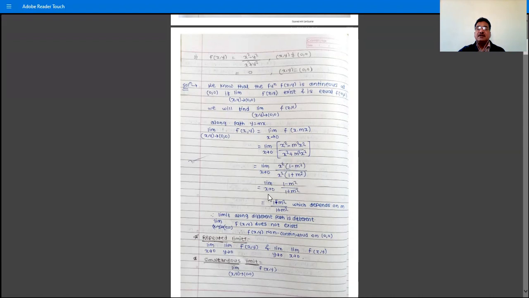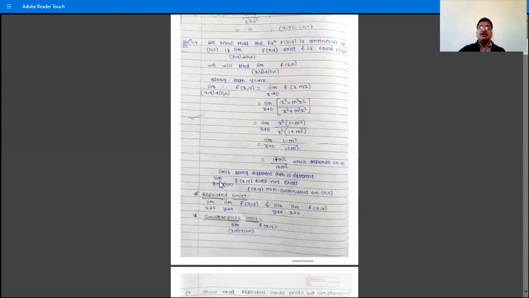We have this answer, and the limit as x tends to 0 of this quantity is itself, because it is constant with respect to the limit. So the numerator is 1 minus m square and the denominator is 1 plus m square, which depends on m. Therefore the limit along different paths is different, and therefore the limit as (x, y) tends to (0, 0) of f(x, y) does not exist. Okay, and therefore f(x, y) is not continuous at (0, 0).